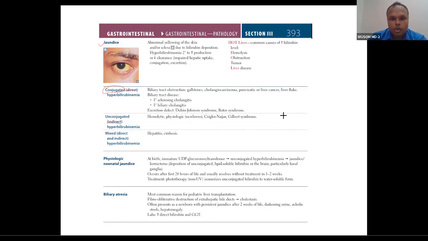There are certain conditions where conjugated bilirubin is very high, certain conditions where unconjugated bilirubin is very high, and certain conditions of mixed jaundice, where both are present. Conjugated hyperbilirubinemia is generally because of obstruction. You can see gallstone obstruction, or carcinoma of the bile duct, cholangiocarcinoma, carcinoma of the pancreas, liver cancer, or liver fluke infestation.